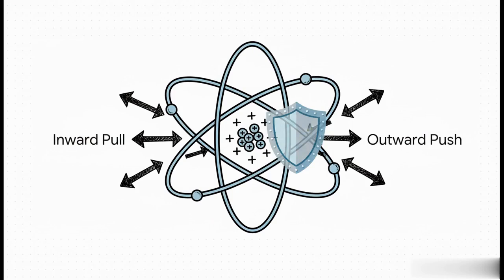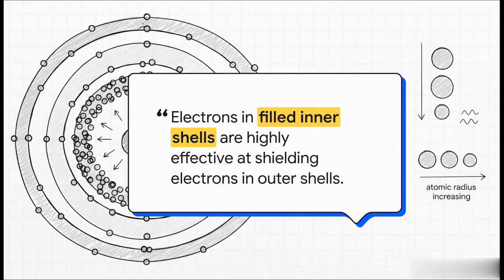On one side, you've got the inward pull. As you get more protons in the nucleus, that positive charge gets stronger and it yanks the electrons in tighter. The fancy name for this pull that an electron actually feels is the effective nuclear charge, or Zeff. On the other side, you've got the outward push. All the electrons in the inner shells basically create a shield, blocking the outermost electrons from feeling that full, powerful pull from the nucleus. So here's the bottom line. Every single trend we're about to talk about is just the result of which of these two forces is winning that battle.